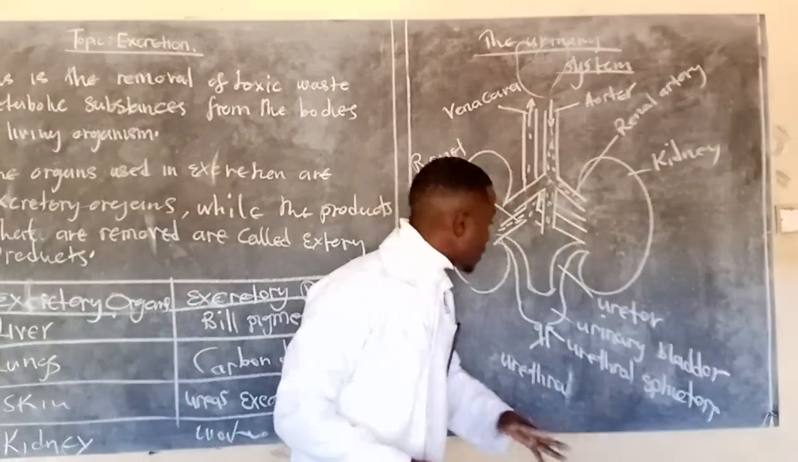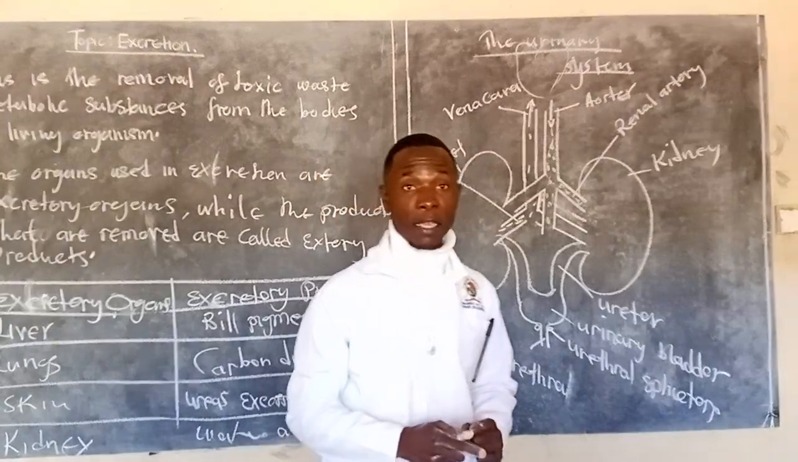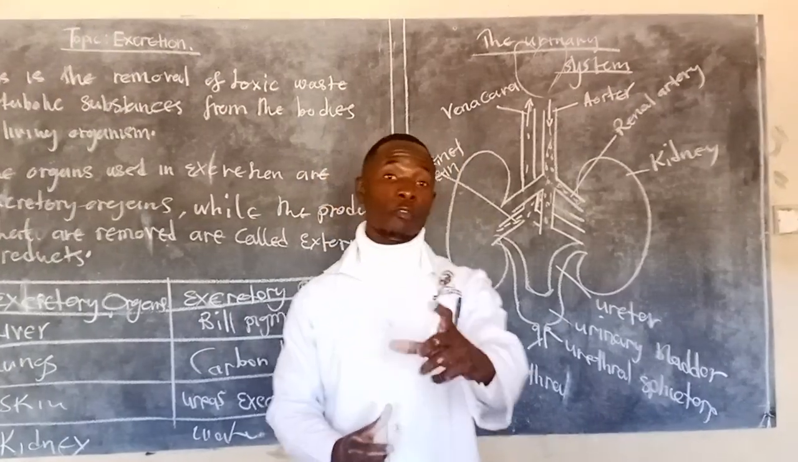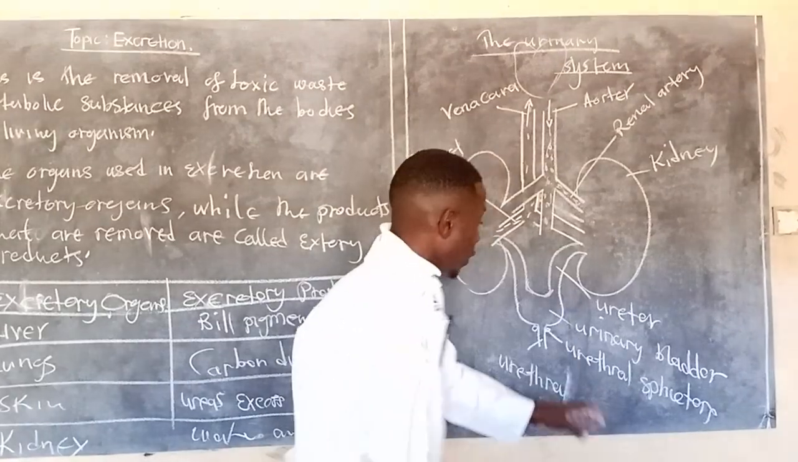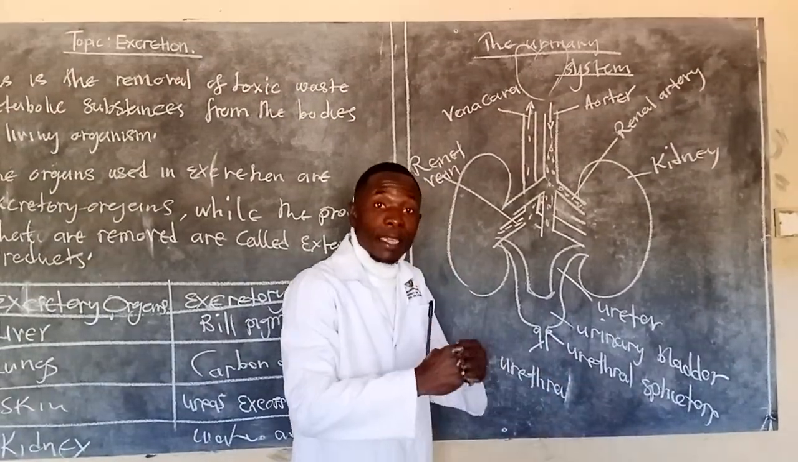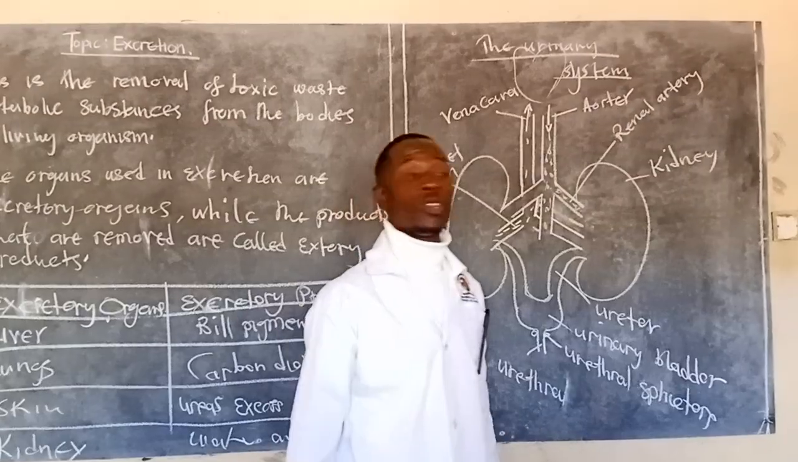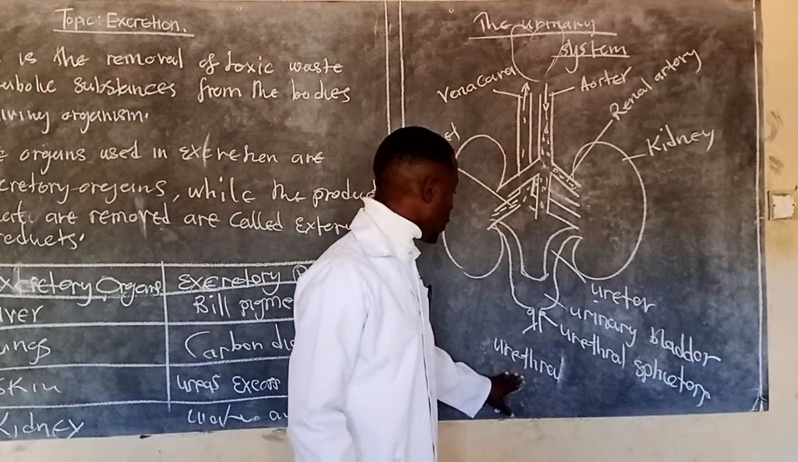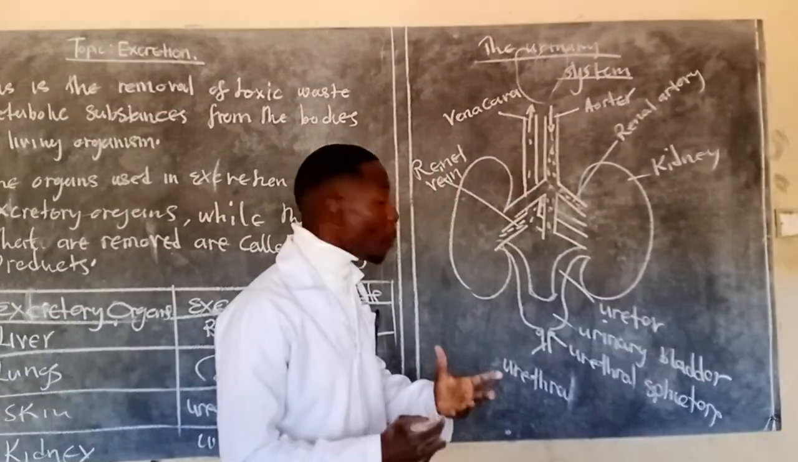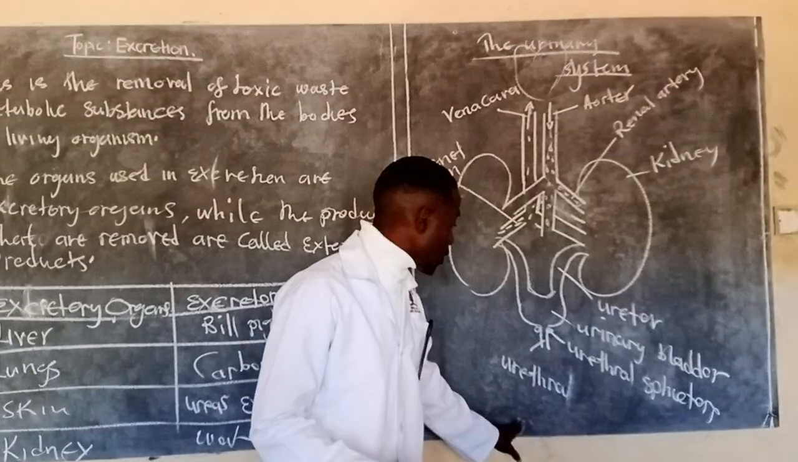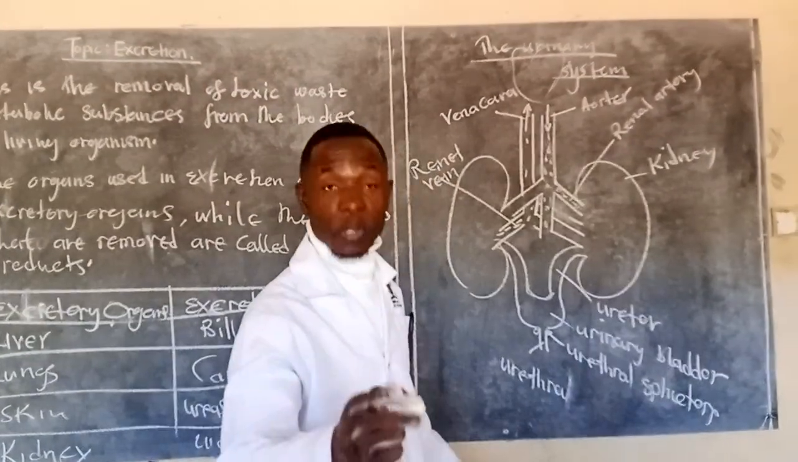Now, what is the function of the urethral sphincters? These are rings of muscles which control the flow of urine in and out of the body. When they close, they allow urine to stay inside, but when they open, they allow urine to go out. Now, the function of the urethra is to be the passage through which urine leaves the body. In males, it is also the passage for semen.